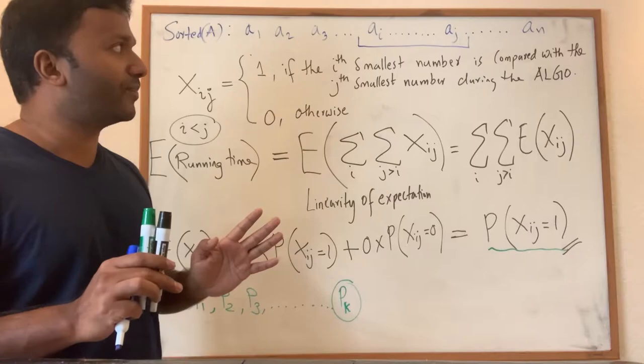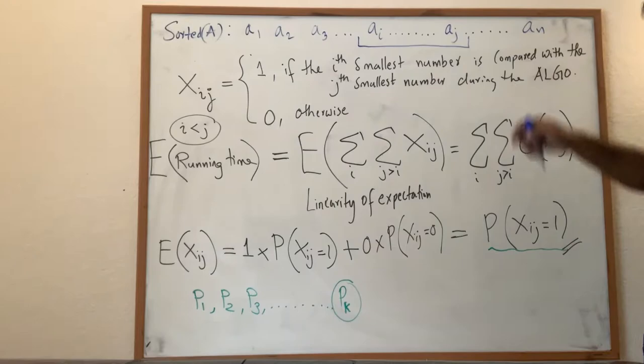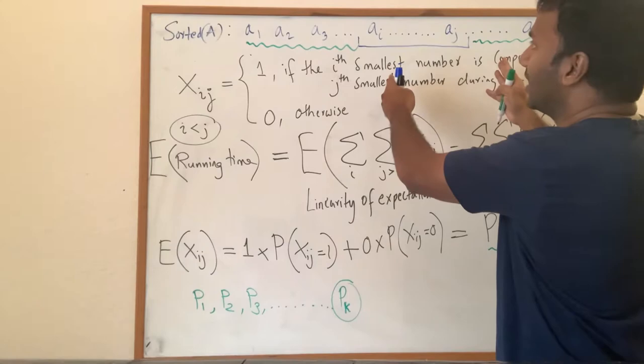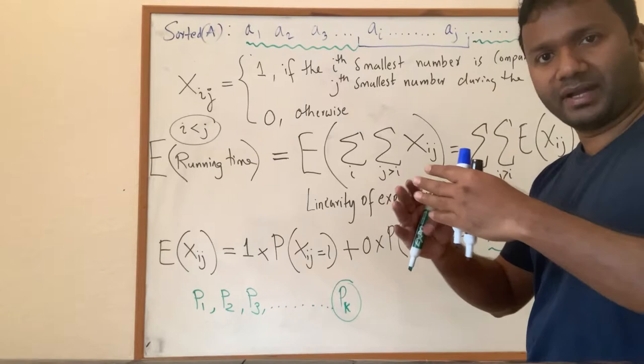Similarly, if the first pivot was in this green region, then again both Ai, the ith smallest, and Aj, the jth smallest, will go to the left side, and they don't get compared to each other.